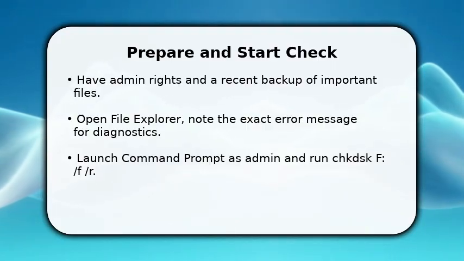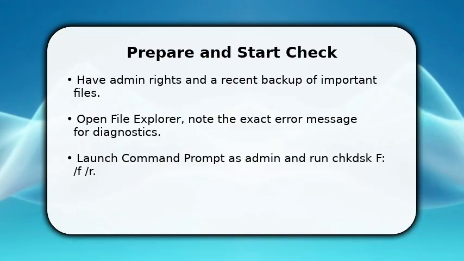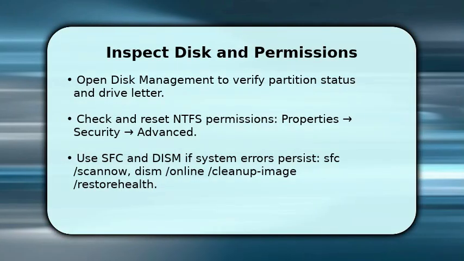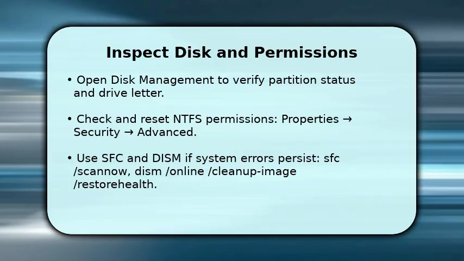If chkdsk didn't resolve the issue, inspect the disk state. Open Disk Management to confirm the partition is healthy and assigned F:. If the drive shows RAW or unallocated, stop and image the disk before further writes.